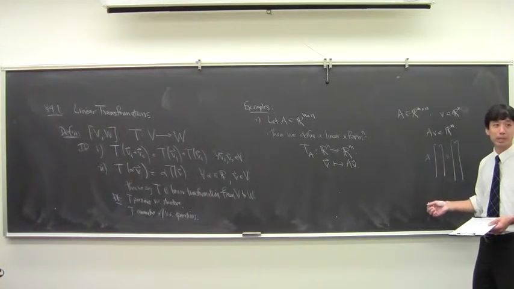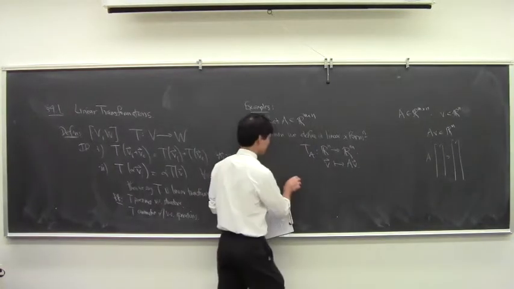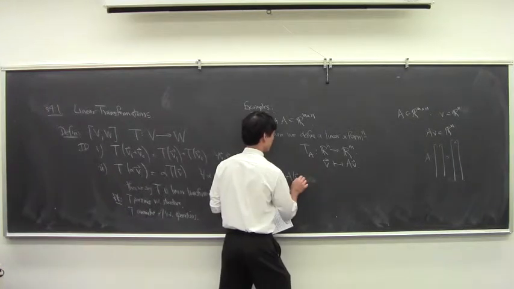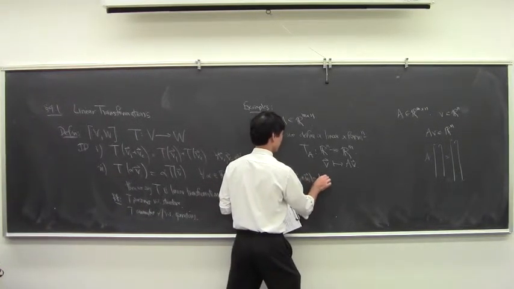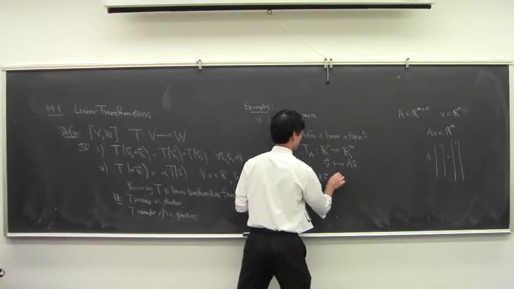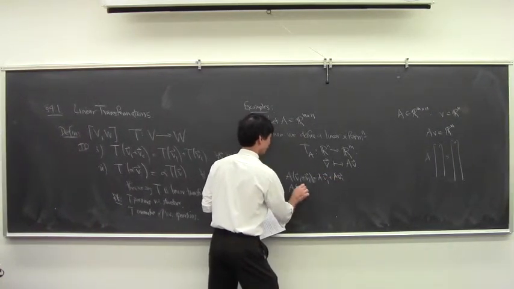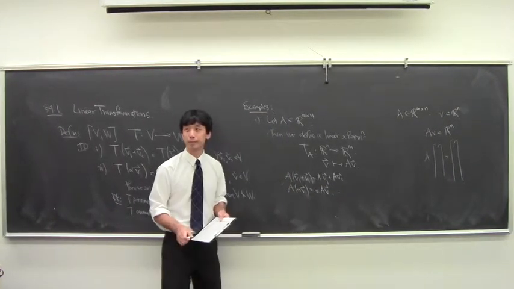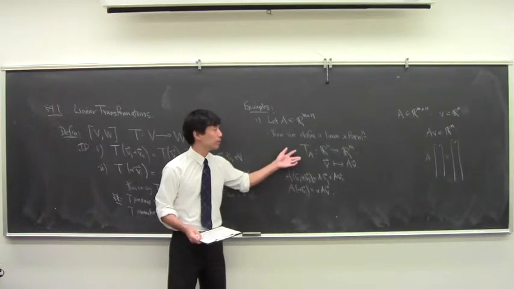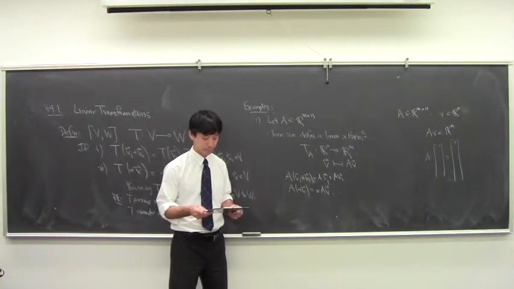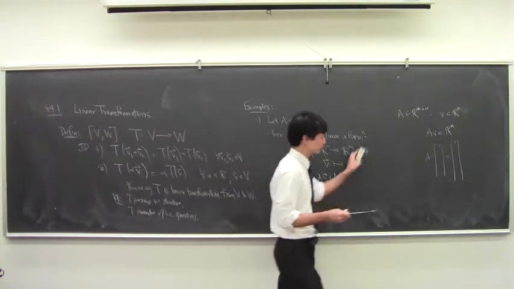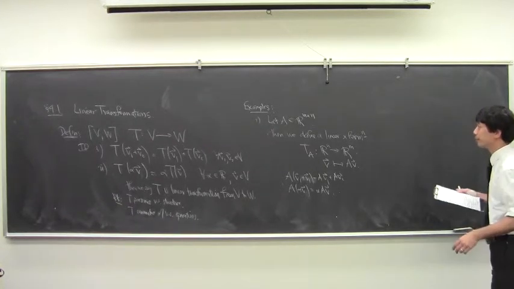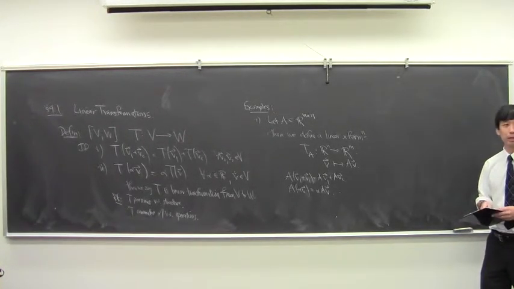So left multiplication turns out to be a linear transformation. Why is this a linear transformation? Well, because if you take A of V1 plus V2, we know that that's A of V1 plus A of V2, and A of alpha V is alpha AV. We knew that from before. So this is a linear transformation. Any matrix determines a linear transformation.